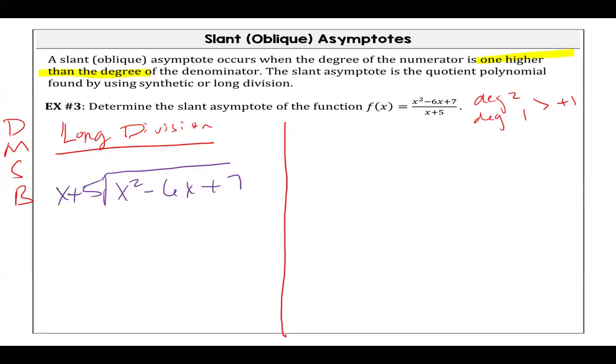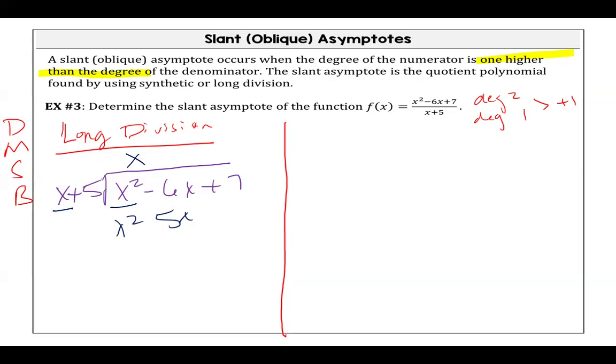We are dividing our leading terms, okay? So we have x and x squared. Are y'all with me? So we're asking ourselves, x squared divided by x is x. With me? So we already did the divide. After we do the divide, we're going to multiply. So now, x times x is x squared. x times 5 is 5x. Agree?